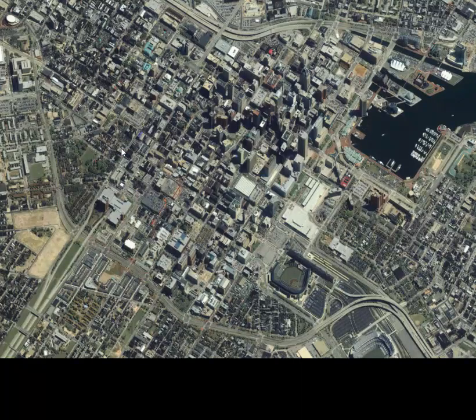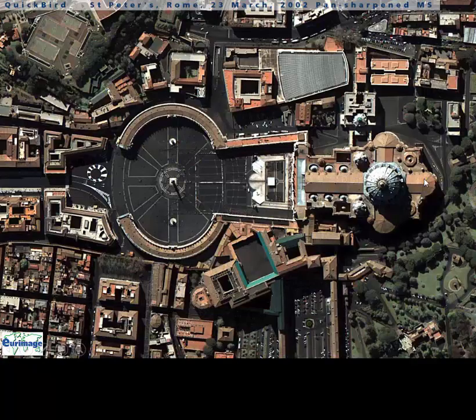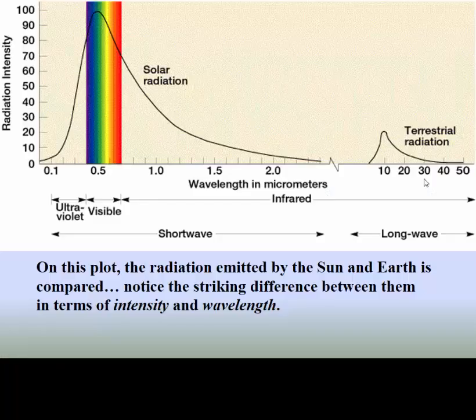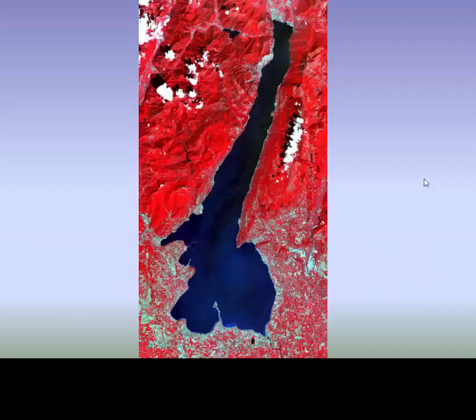You can see visible light, right? This is Camden Yards here, this is your Inner Harbor here. This is what our eyes see. But there's lots of other instances that our eyes can't see. This is St. Peter's Basilica in 2002. So there's a relationship between the sun and the Earth in terms of intensity and wavelength.